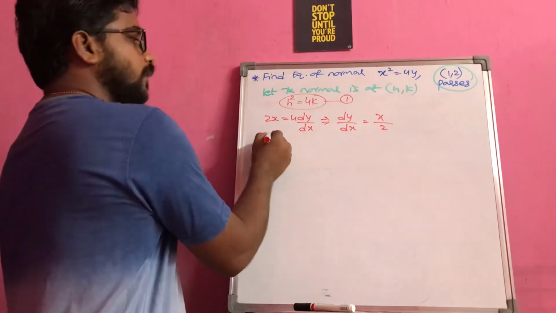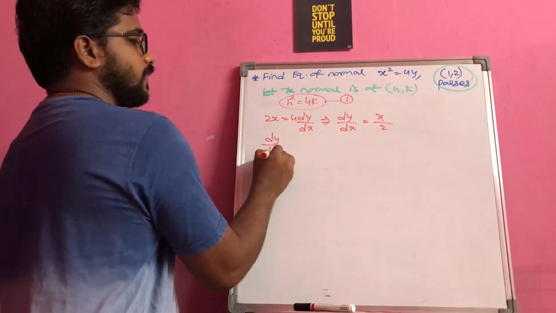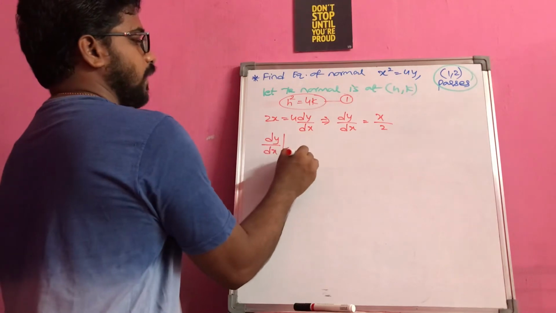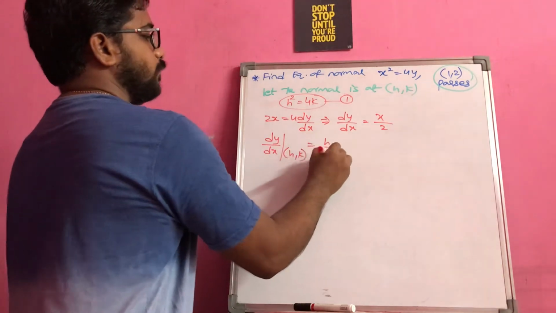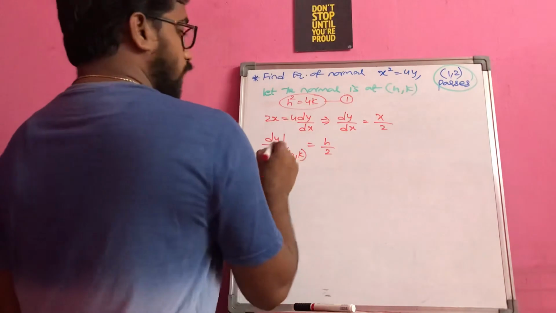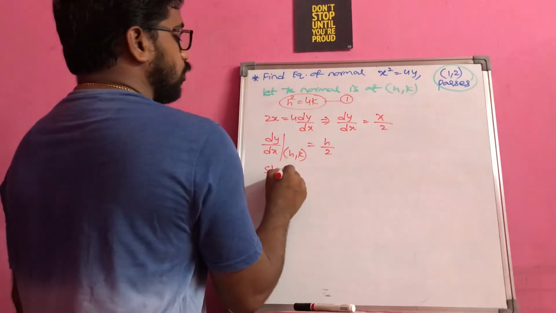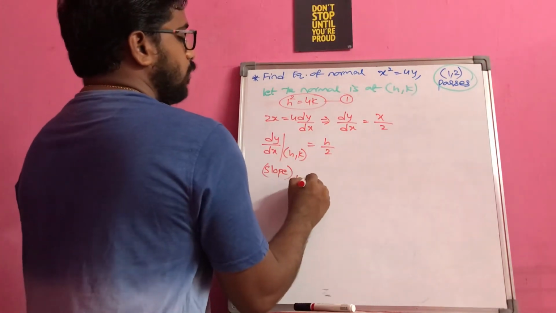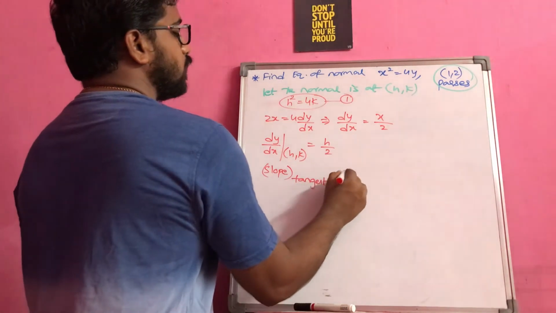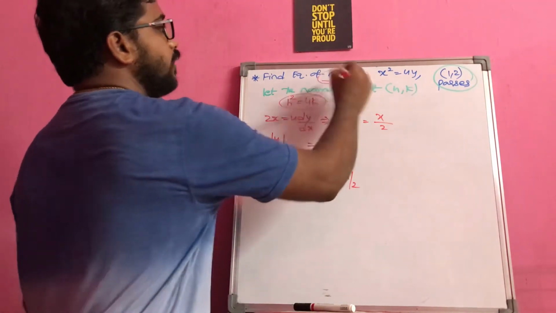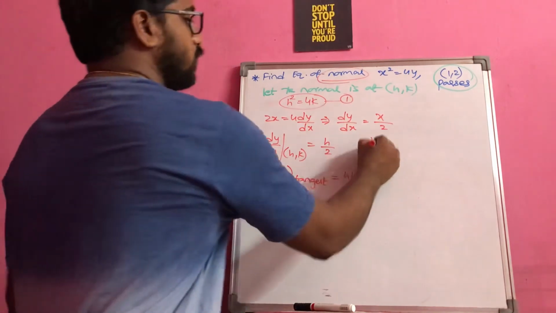Okay. But you should find the value of dy by dx at that particular point, that is h comma k, which is equal to h by 2. Now try to understand, this is representing the slope of a tangent, not a normal. But if you observe the question, they are asking about the normal, not the tangent. So let us find the slope of normal now.